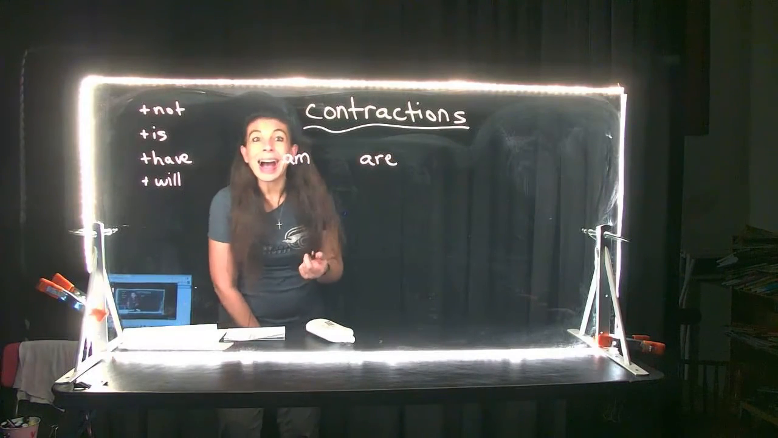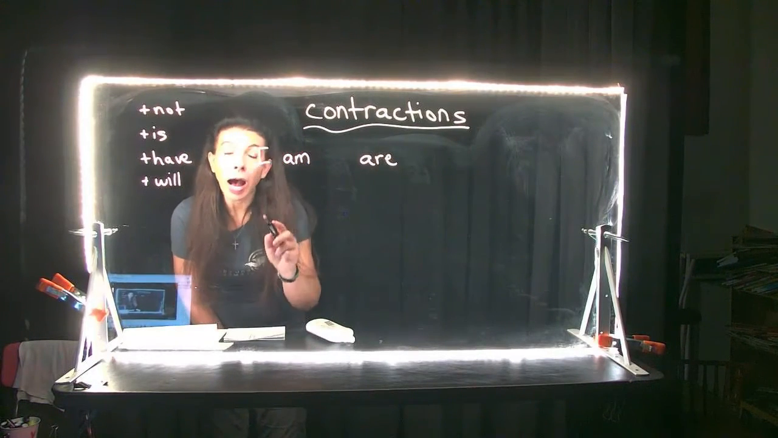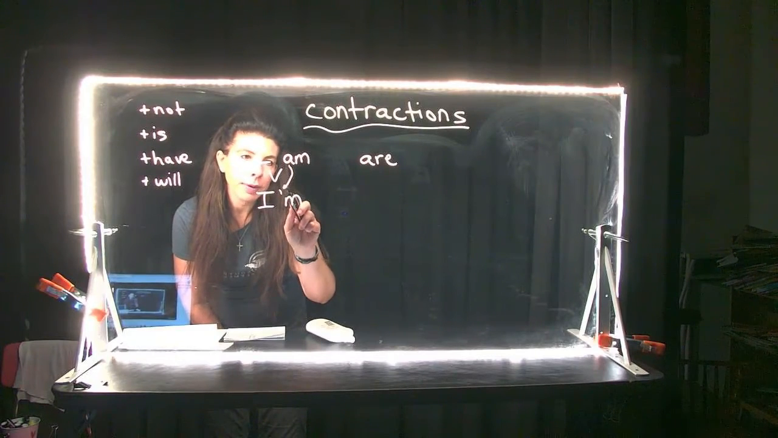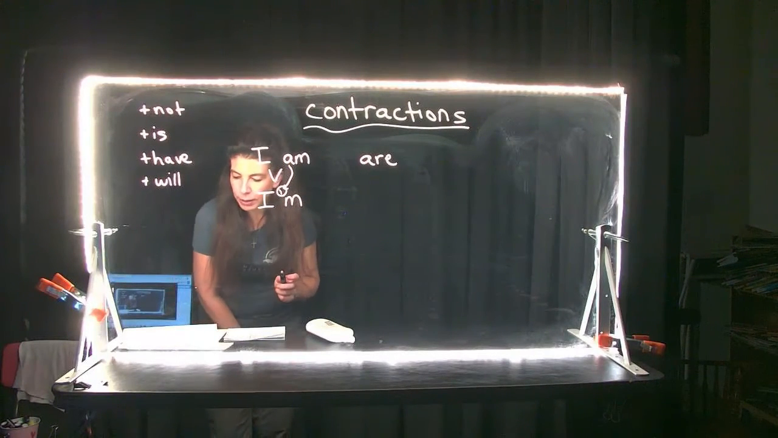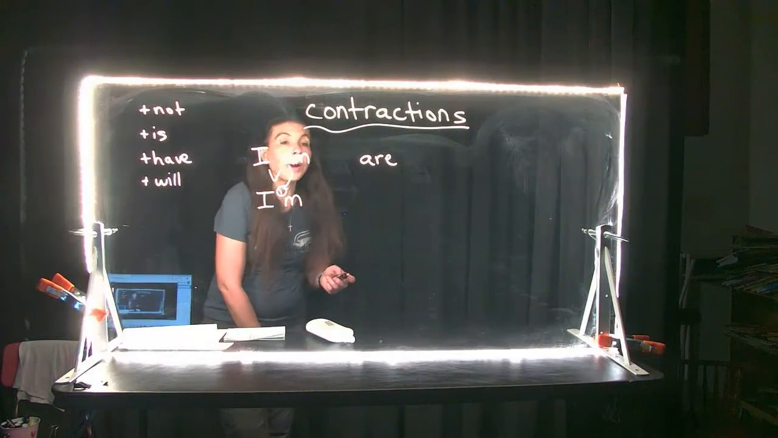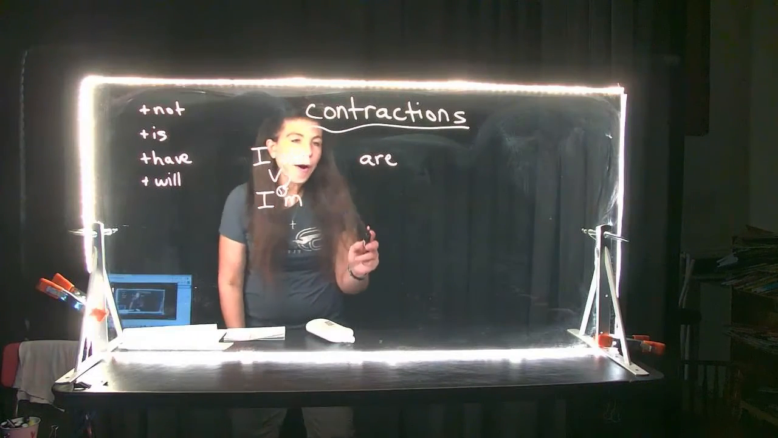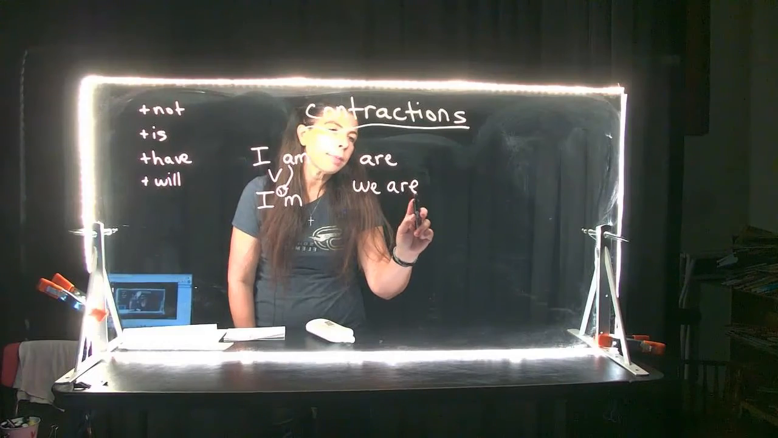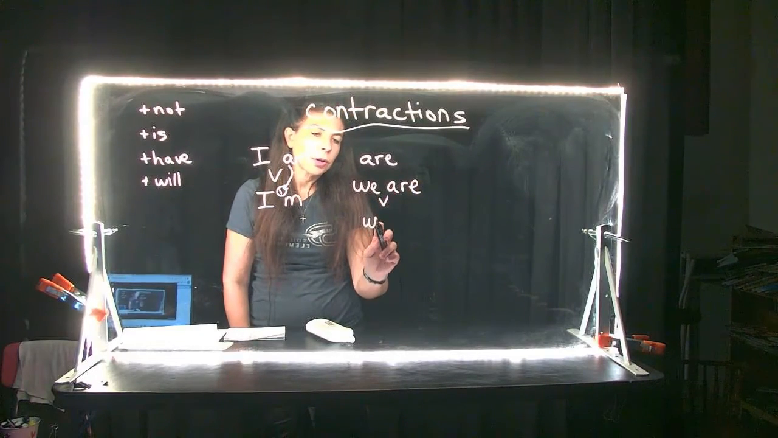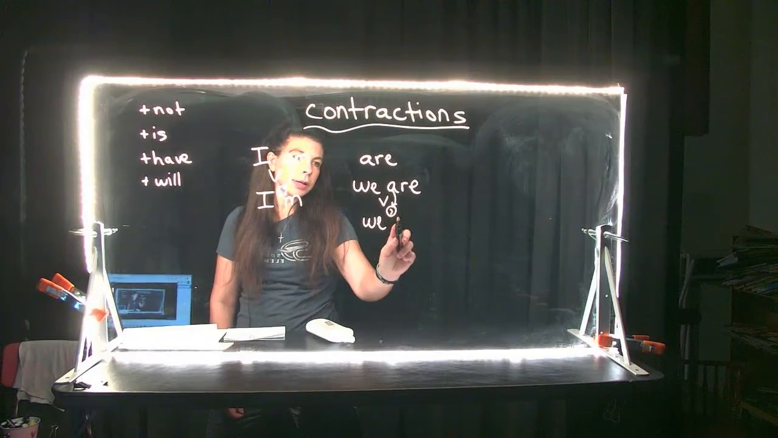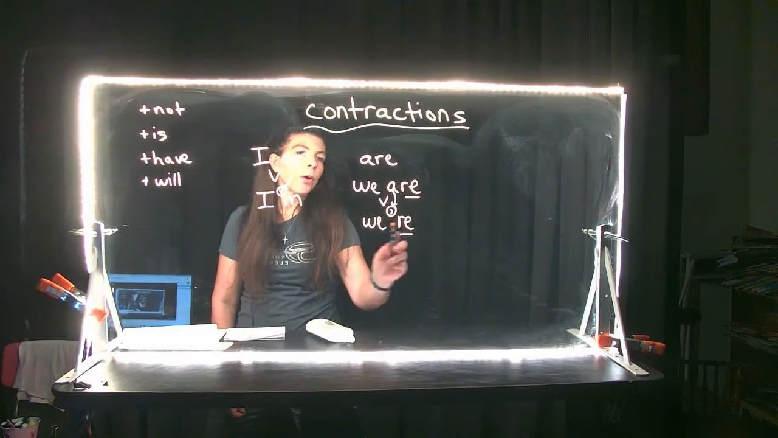So if you want to say, I am coming, I'm coming. The A becomes the apostrophe, and then you keep the M. I'm coming. You can also make contractions with are. We're coming, right? We are coming. So you could say, we are coming. That's a contraction. The we stays the same. The A becomes the apostrophe, and you keep the RE. We're coming.